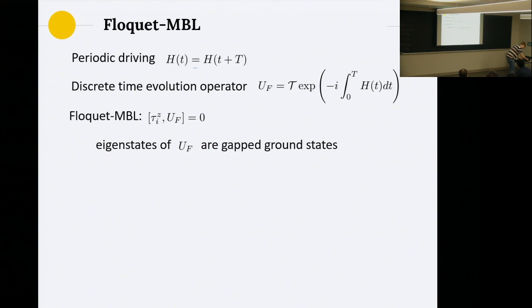And one really great phenomenon which allows us to do something new is this thing called many-body localization, MBL. So you have strong disorder in your system and it does something very non-trivial. It makes every eigenstate of your Hamiltonian look like a gapped ground state. So instead of just having one state, you can talk about the whole spectrum, and they all have some kind of topology.